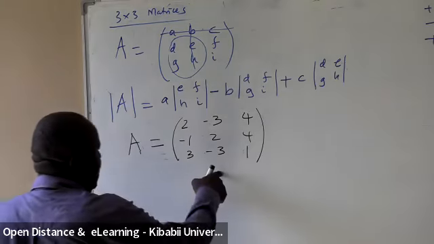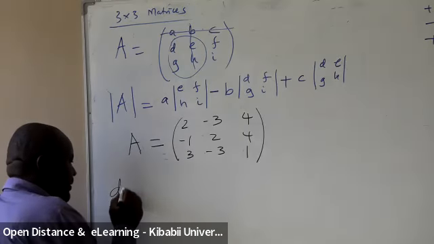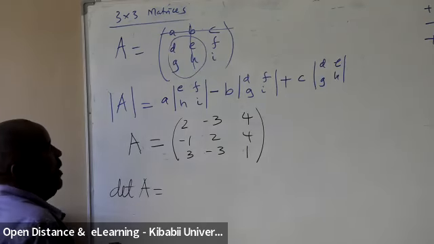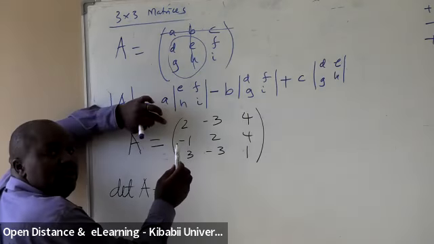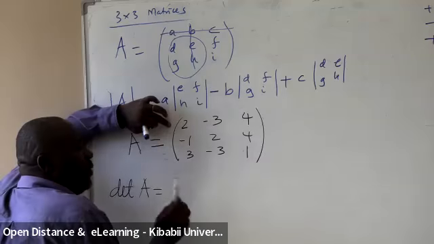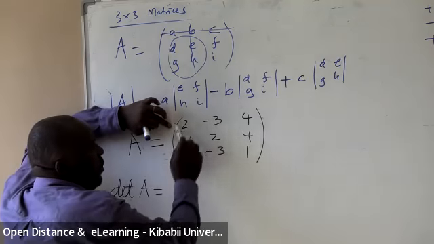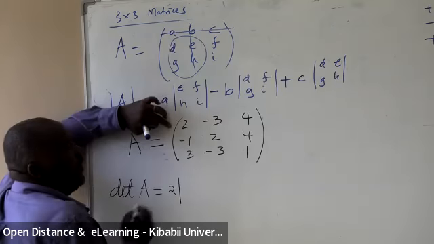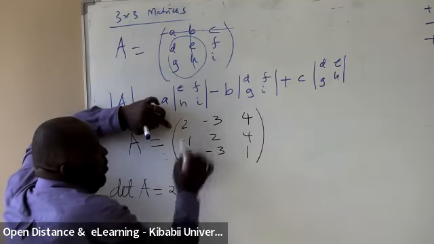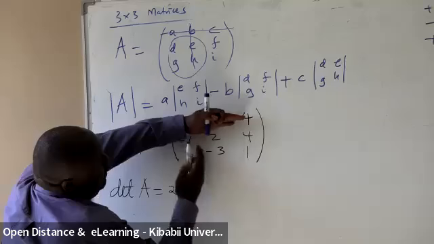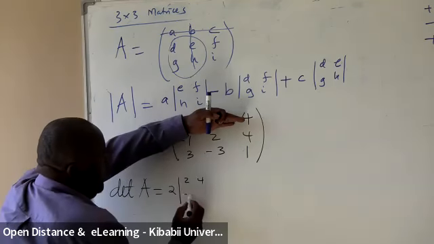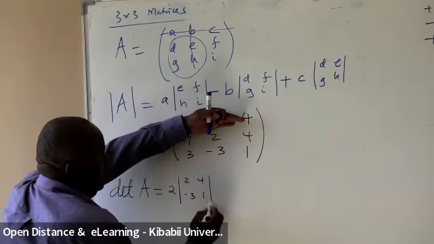This is 3 by 3, so that A will be equal. We reduce the first term 2 by 2 using row 1. This is row 1, column 1, the common term is 2. The reduced 2 by 2, if I delete row 1, column 1, I'll be left with this: 2, 4, -3, 1.